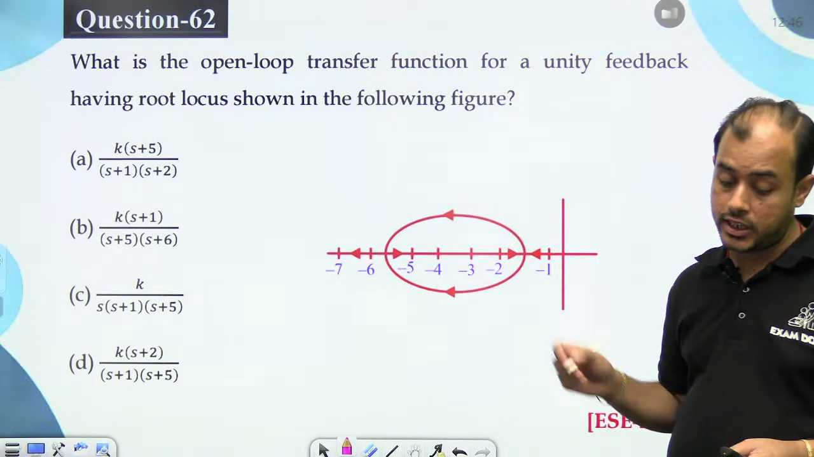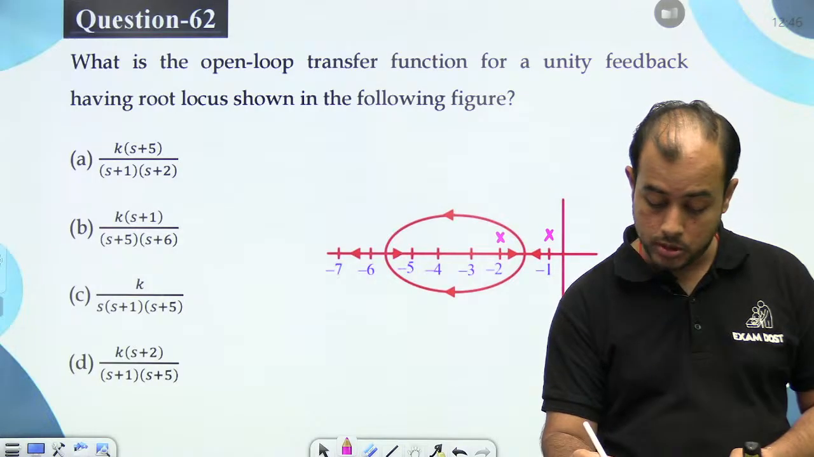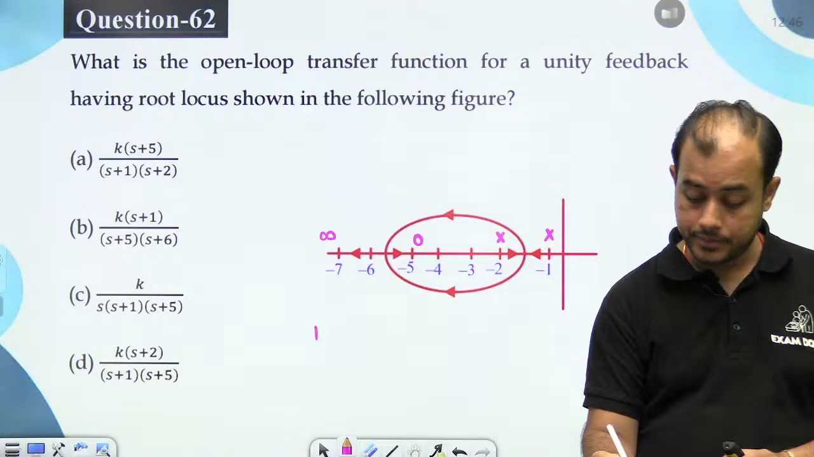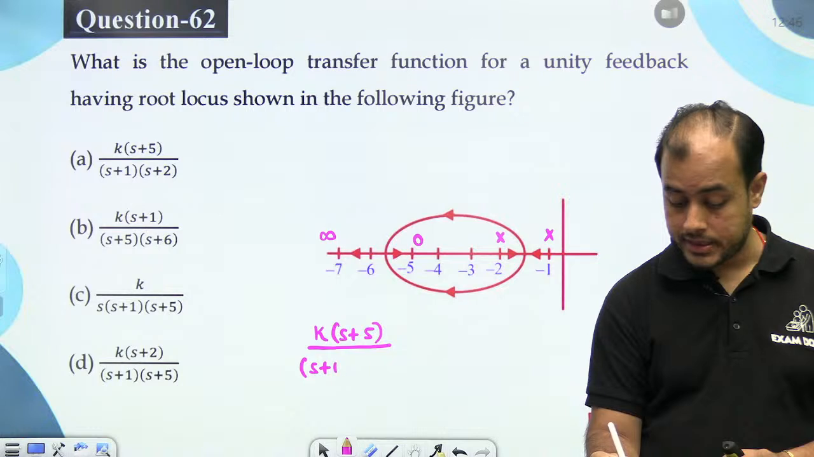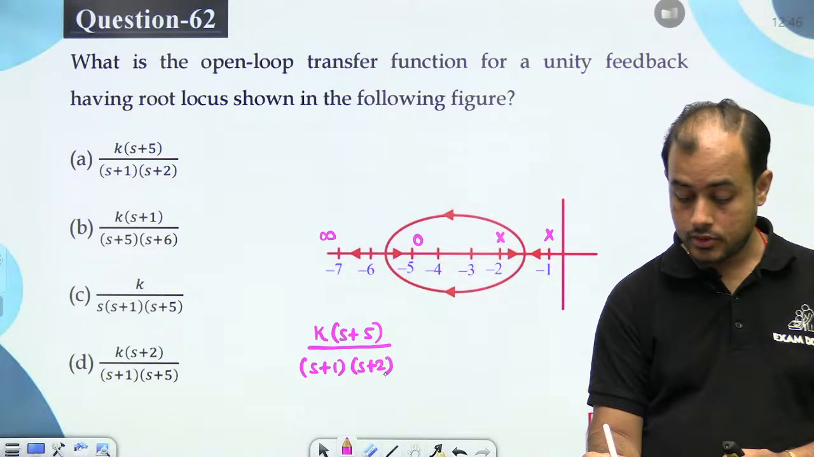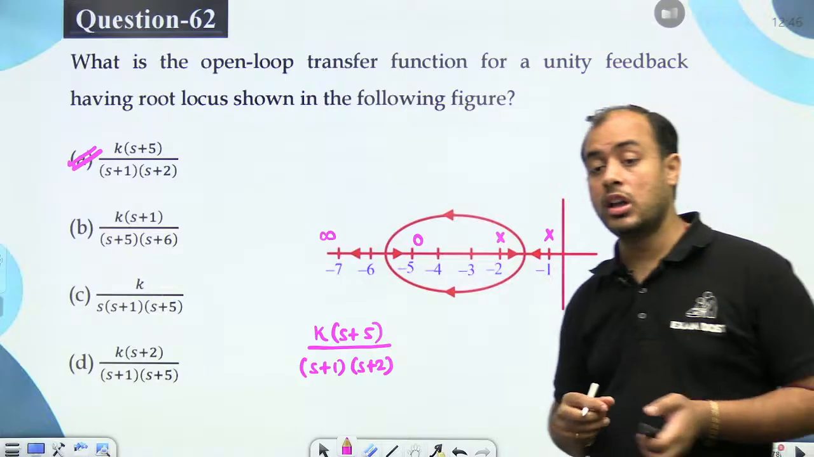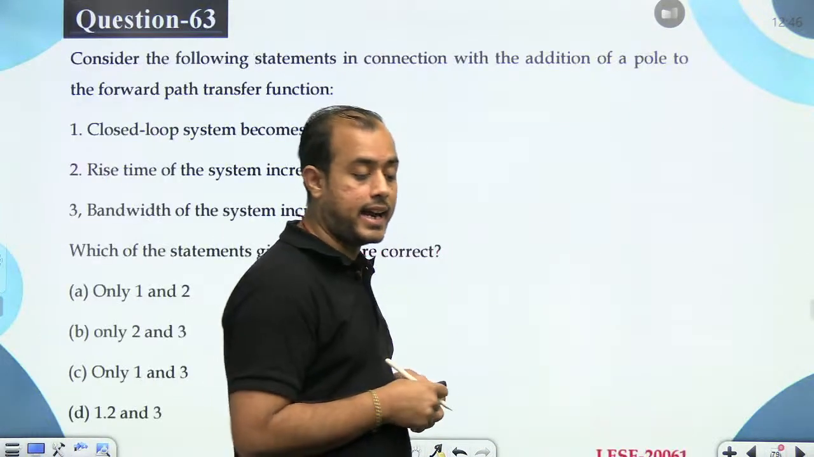Open loop transfer function for a unity feedback. So this is a pole, this is a pole, this is a zero, and one branch is going to infinity. एक -5 पे खत्म हो रही है, एक infinity पे जा रही है. So this should be the result. Branches always originate at open loop pole and terminate at 0.